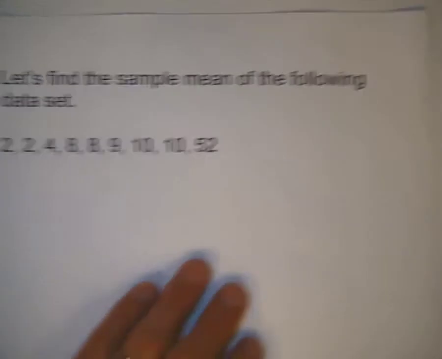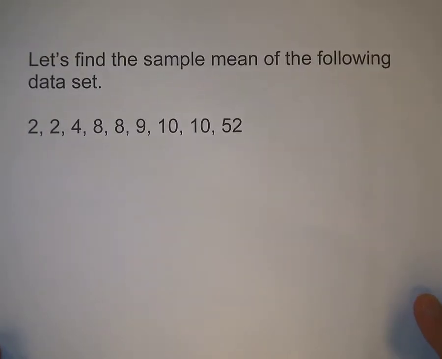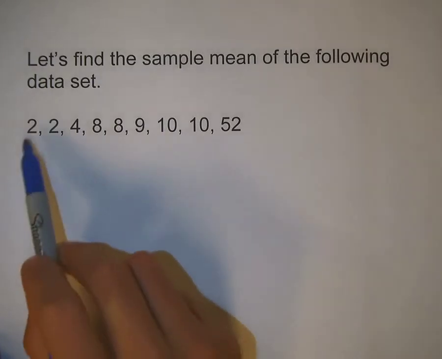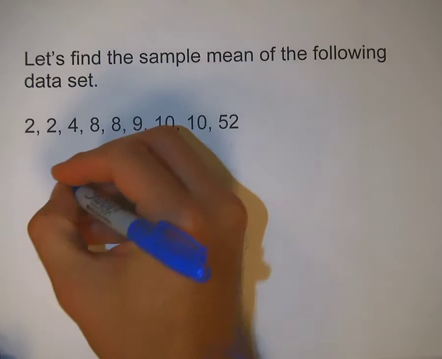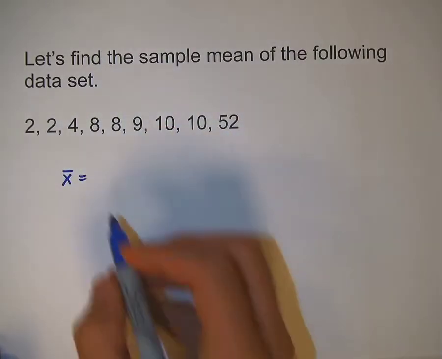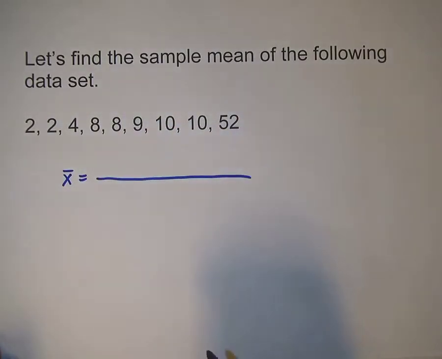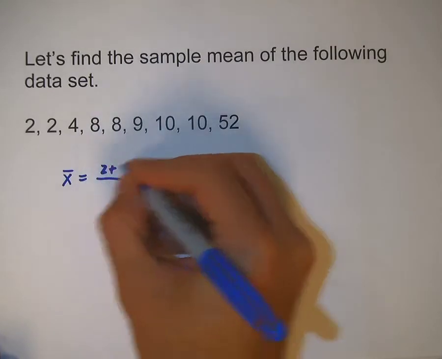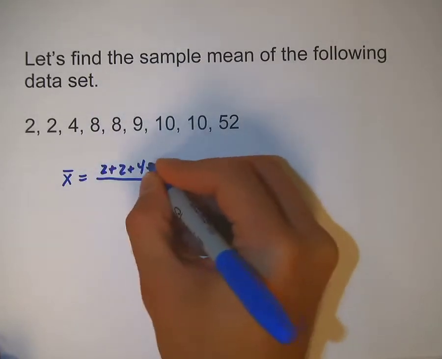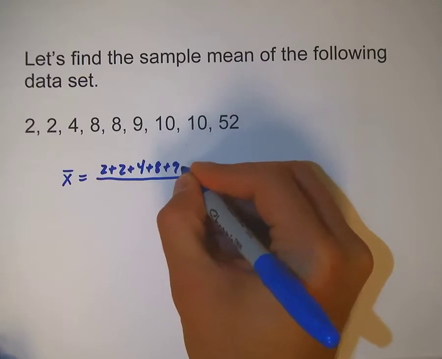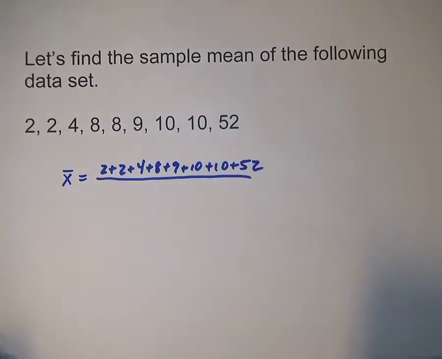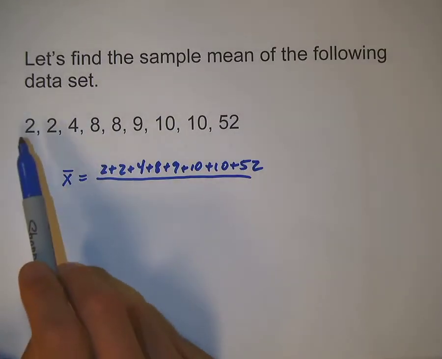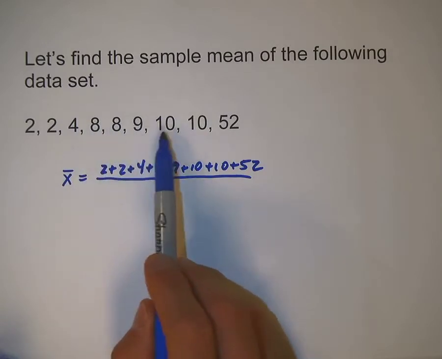All right, so let's actually calculate a sample mean. I have a data set here: 2, 2, 4, 8, 8, 9, 10, 10, 52. If we want to calculate x bar, we first need to add up all the values. That's going to go on the top of our fraction. Then I need to divide by how many values there are, the sample size. So let's just count them: 1, 2, 3, 4, 5, 6, 7, 8, 9.